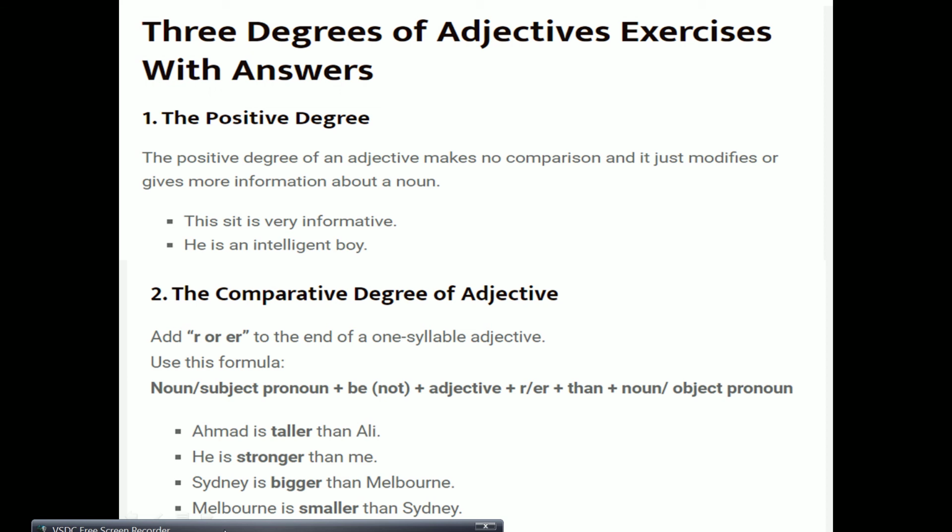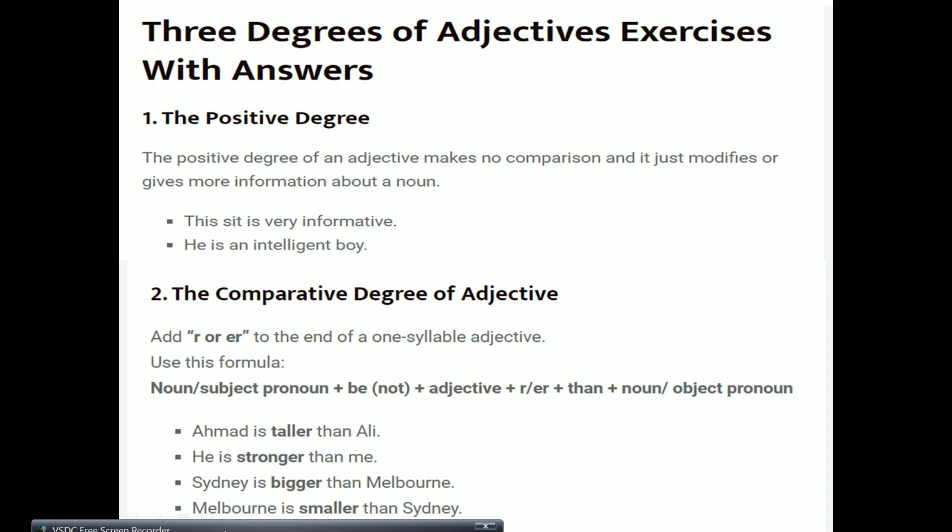First we'll look at the positive degree. The positive degree of an adjective makes no comparison. It just modifies or gives more information about a noun. So, in positive degree, only information about that particular noun is given. For example, this seat is very informative. Informative is the adjective of that seat. So there is no comparison here. It is just the information about the seat.